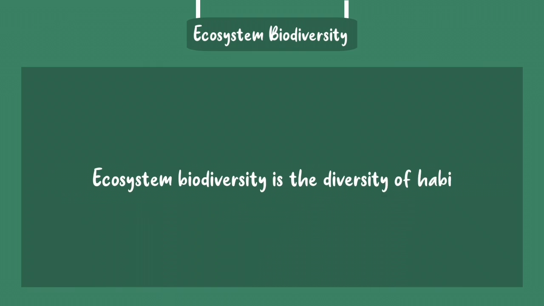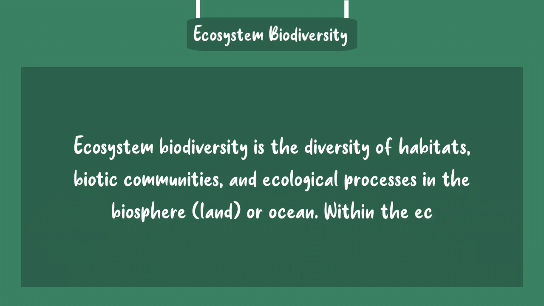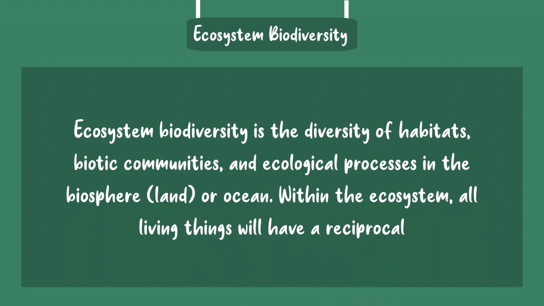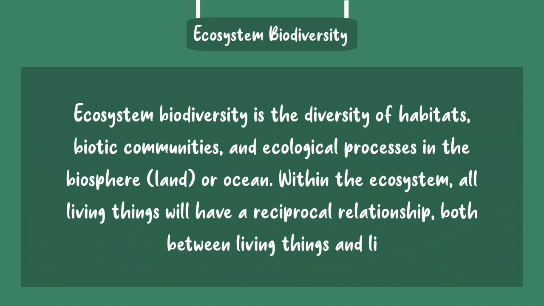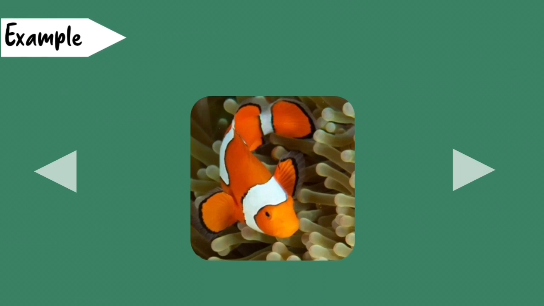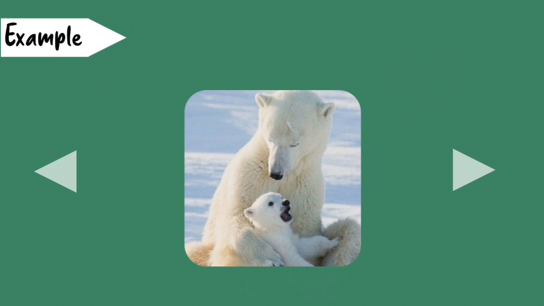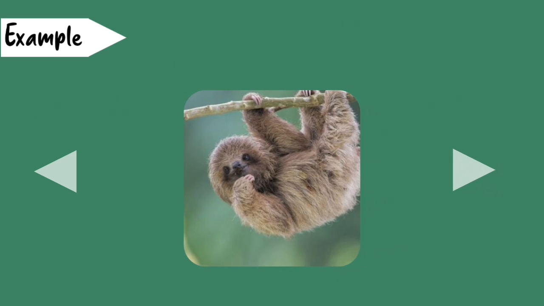Ecosystem biodiversity is the diversity of habitats, biotic communities, and ecological process in the biosphere or ocean. Within the ecosystem, all living things will have a reciprocal relationship, both between living things and living things with their environment or abiotic components. For example, clownfish that are found in warm waters, such as the Red Sea and Pacific Oceans, in sheltered reefs or lagoons, polar bear that lives in Arctic on ice-covered waters, and sloths that live in tropical rainforests. As you can see, they all live in different environments.